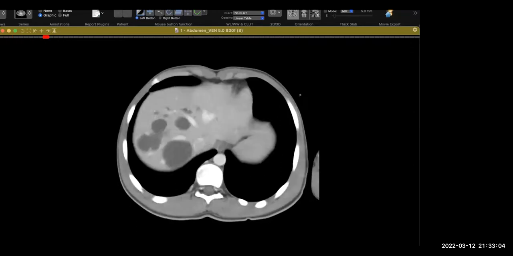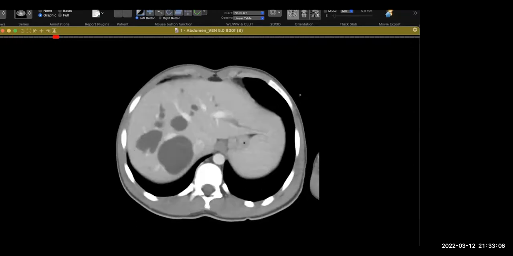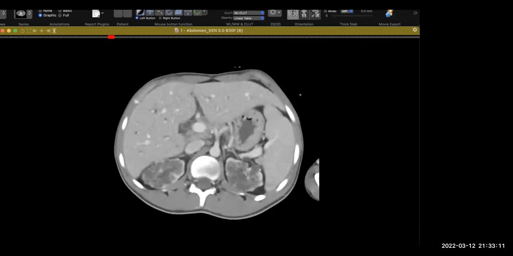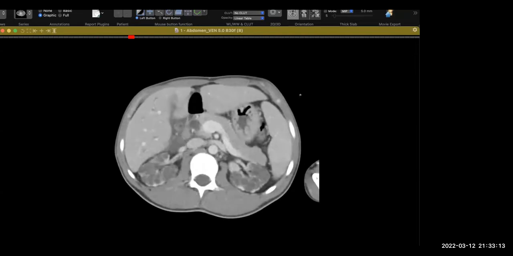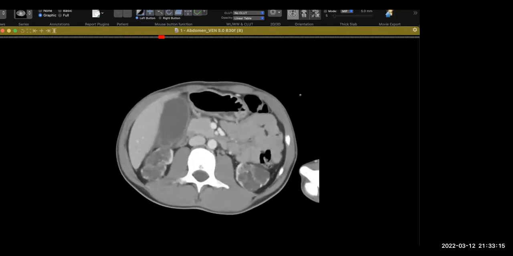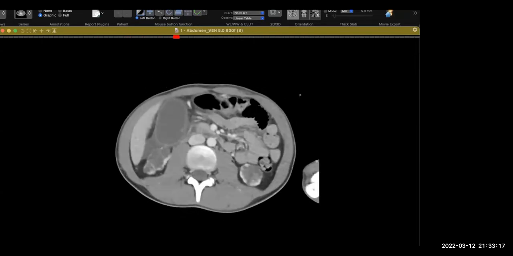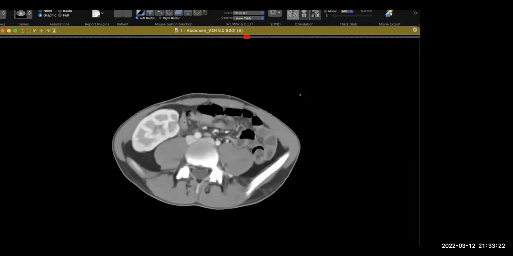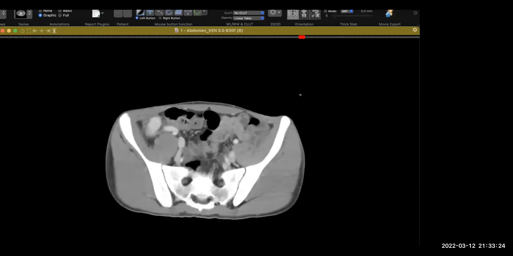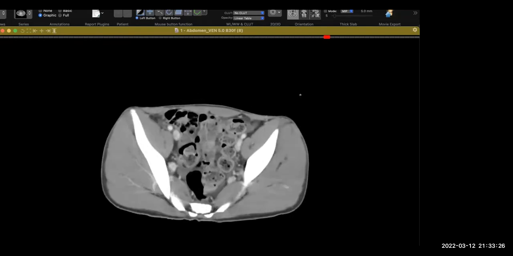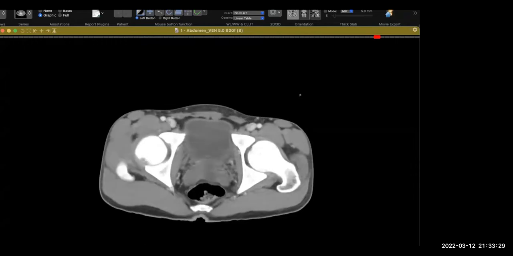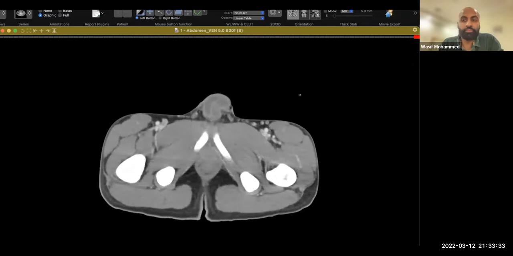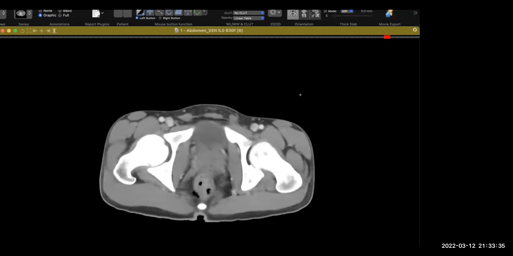So these are the axial sections of CT abdomen with IV contrast. I'm scrolling through the images to just get an opinion, and we'll come back to it. So I'm scrolling craniocaudally. All right. So just for the sake of imaging, I will go through to the end of the image and we'll come back. All right. So now I'm scrolling back caudocranially.